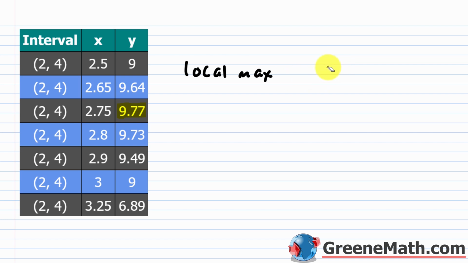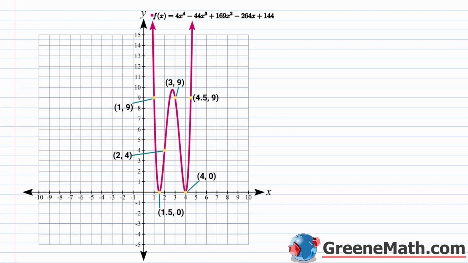And let me fix this. So the point is at about 2.75, 9.77. It turns out that if you use calculus, 2.75 is actually the x value for the local maximum point. The y value here is just approximated, so it's not exactly that, but it's pretty close. So coming down, you have enough information to sketch the graph.